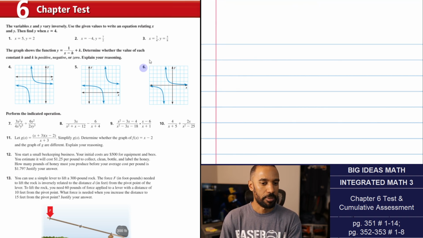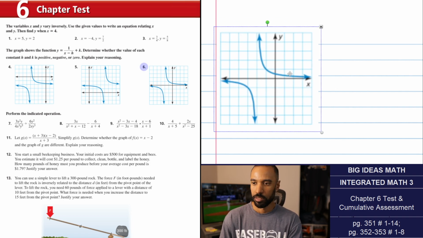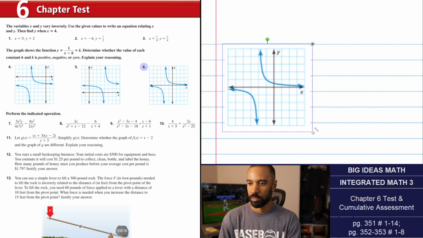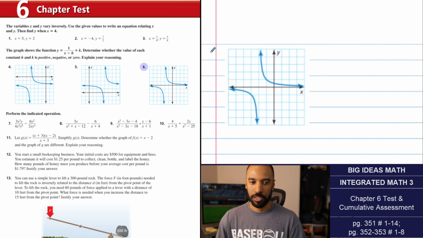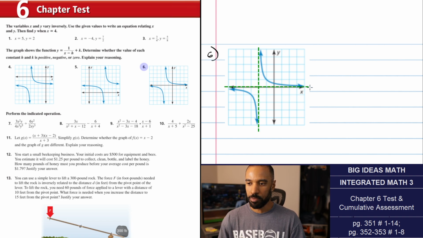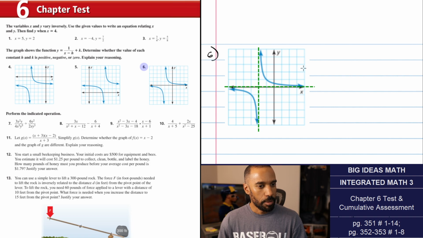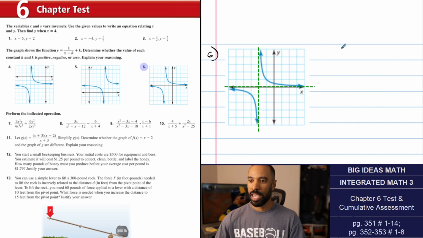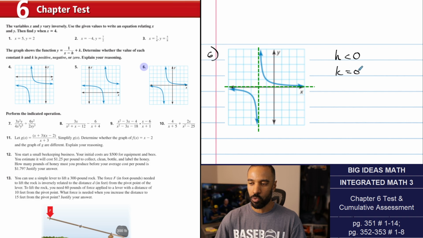Let's get that graph copied and pasted over. On number 6, we have the h value here, it's negative 2. The k value is 0. What were our options? Positive, negative, or 0. So our h value is negative, being less than 0. Our k value equals 0.